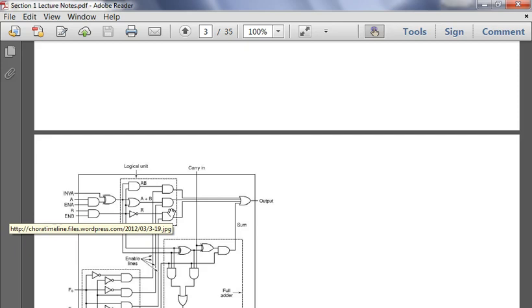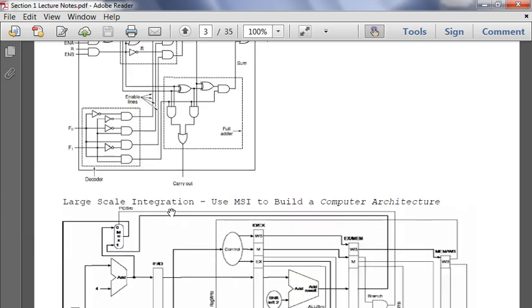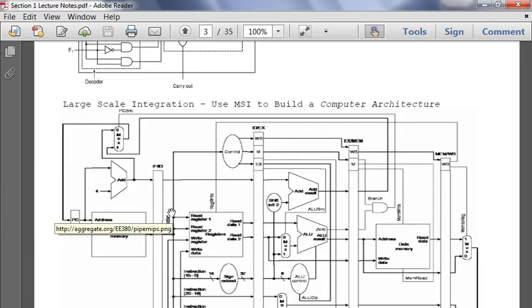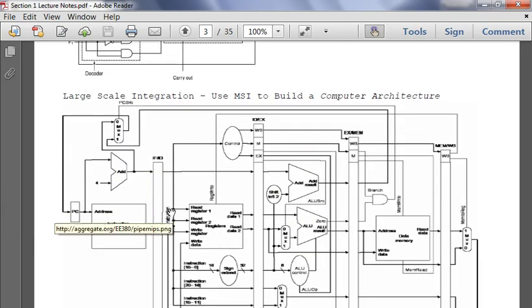So now that we have that, look familiar? Yep. For those of you who haven't had my class before, this is the MIPS data path. We have the instruction memory here. We have an adder.